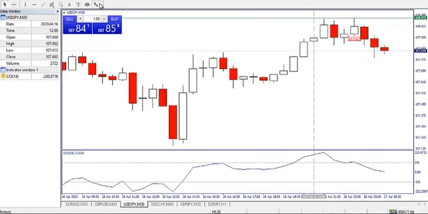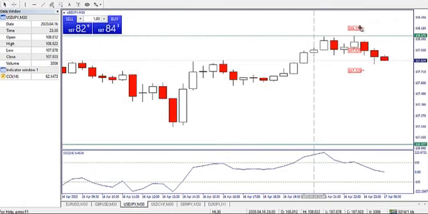So if we get in at 92, our first target is right down here at 72. The stop loss is a 20 pip stop loss, so we're putting it here at 12. Sorry about that. So 92, 72, 12. 20 pip stop loss, 20 pip target.